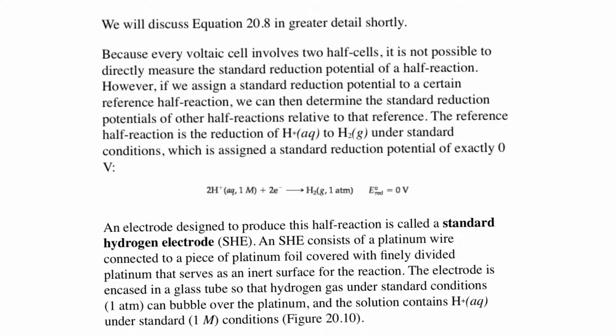An electrode designed to produce this half reaction is called a standard hydrogen electrode. A standard hydrogen electrode consists of a platinum wire connected to a piece of platinum foil covered with finely divided platinum that serves as an inert surface for the reaction. The electrode is encased in a glass tube so that the hydrogen gas under standard conditions, 1 atmosphere, can bubble over the platinum and the solution containing the hydrogen ions under standard 1 molar conditions.